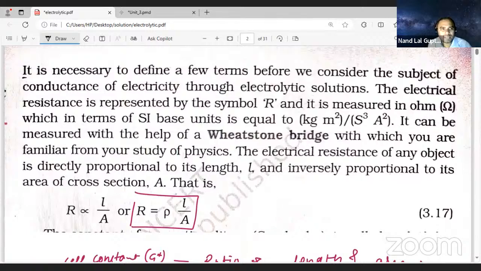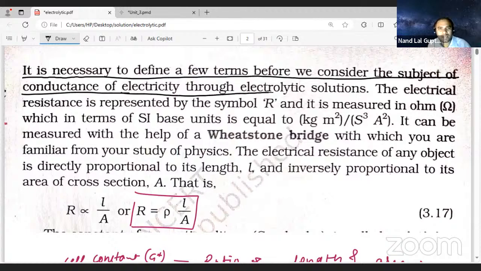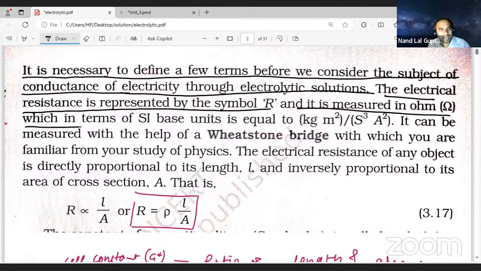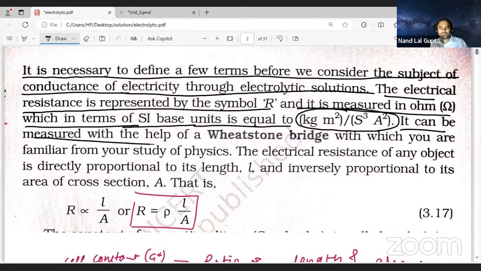It is necessary to define a few terms before we consider the subject of conductance of electricity through electrolytic solution. This is NCERT only. The electrical resistance, represented by the symbol R, is measured in ohm, which in terms of SI base units is equal to kg meter square per second cube ampere square. It can be measured with the help of a Wheatstone bridge.